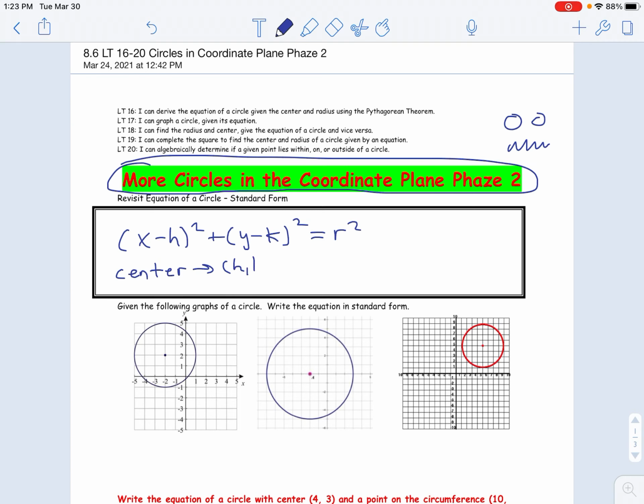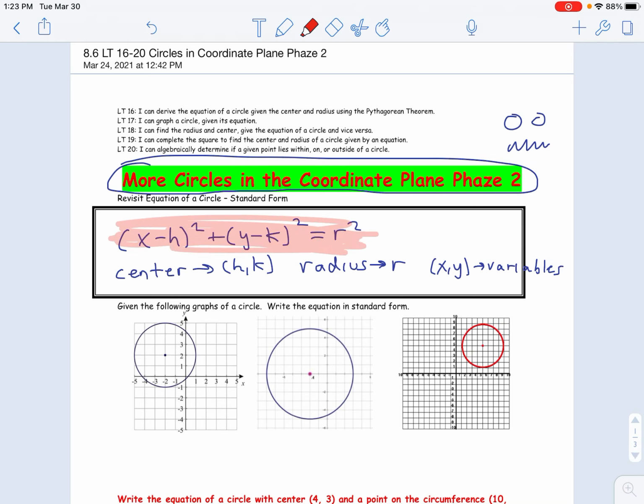Why do they use h and k? I have no clue. No one told me. Radius is r. Why do they use r for radius? No clue. No one told me. And then remember, x and y are your variables. Just think about y = mx + b. x and y are your variables. All right? So that's the standard form of equation of a circle.